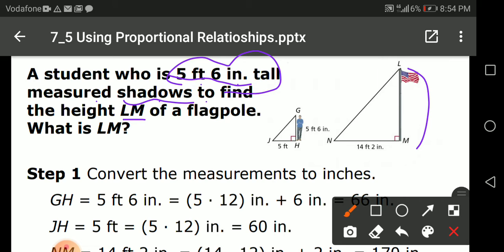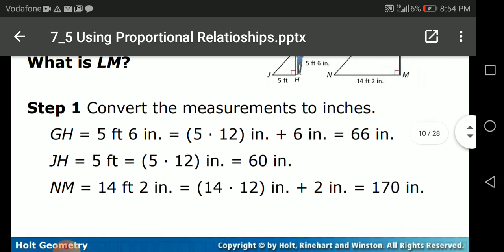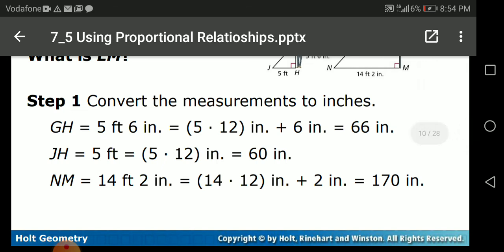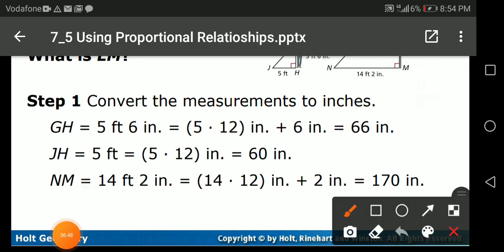What's LM? Okay, the same idea, guys. I'm going to convert the measurements into inches. Each foot is 12 inches, so I'm going to multiply 5 times 12, then I will add 6. So 60 plus this 6 gives me 66.